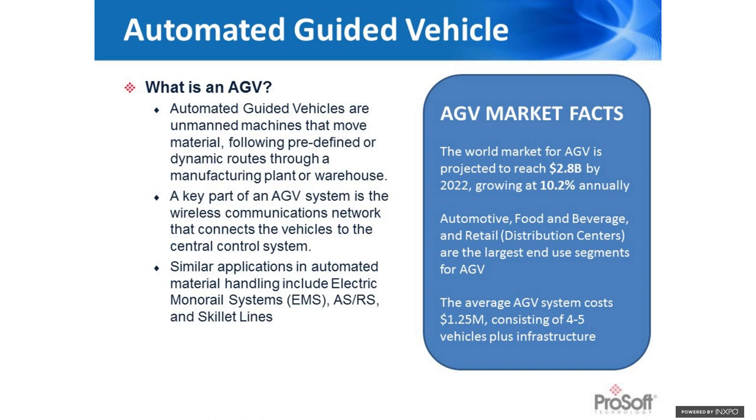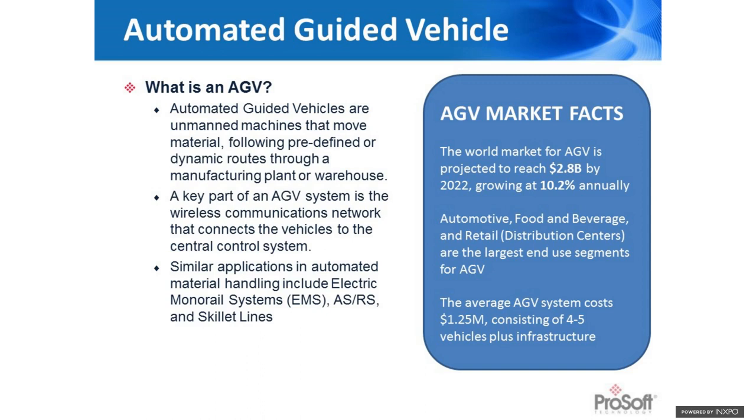So AGVs and automated material handling in general, these applications are really gaining acceptance in a lot of different verticals. Automated material handling is very common in automotive. We see a lot in food and beverage, and in warehousing, distribution centers, and that kind of thing. But really, we're seeing automated material handling in all kinds of different manufacturing verticals.